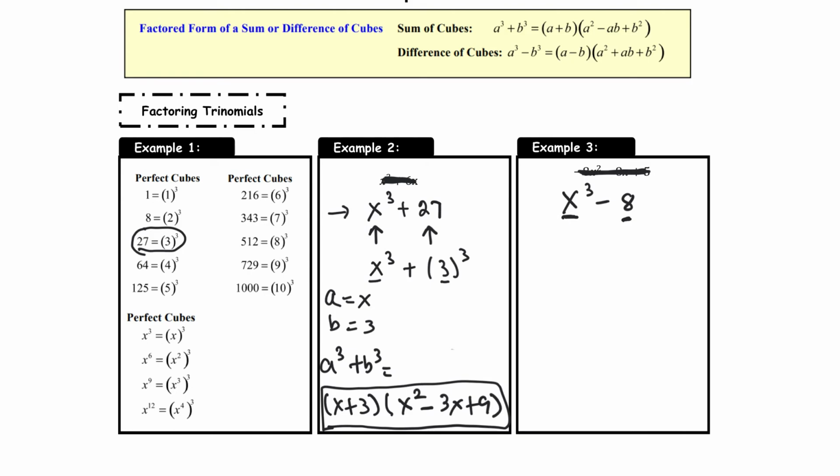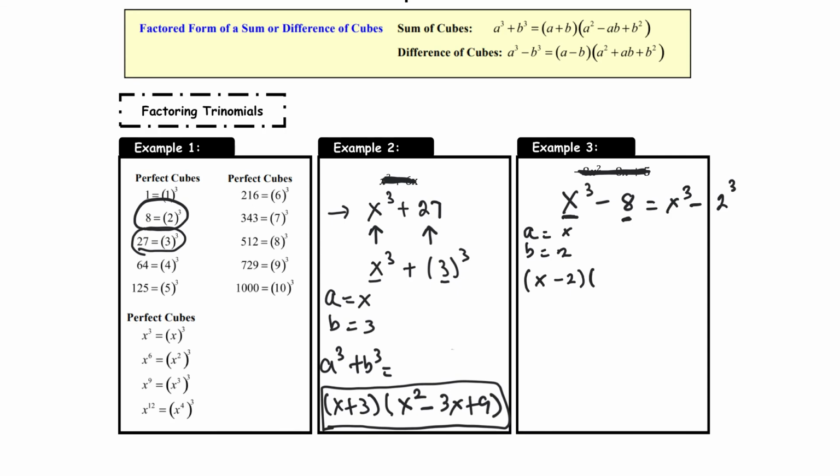We know that 8 is the same as 2 to the third power, so if I were to rewrite it, it'd be x to the third power minus 2 to the third power. And we know now that a, in this case, is x, and we know that b is actually 2. So now we're just going to follow the formula on the very top, where it talks about difference of cubes. It's going to be a minus b. In this case, it's x minus 2.